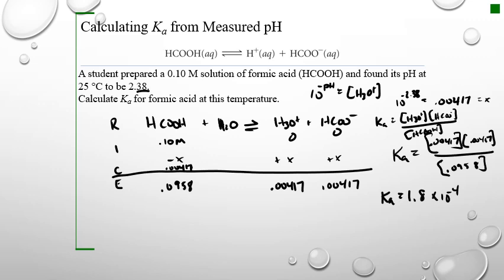Again, since the 2.38, the 0.38 has two significant figures, as does the 0.10, I'm going to round this so I have two significant figures. The K value still is unitless, so my final answer is 1.8 times 10 to the minus fourth.